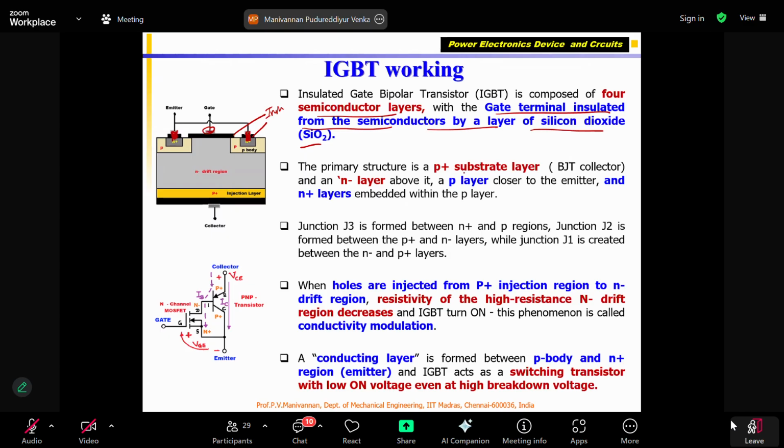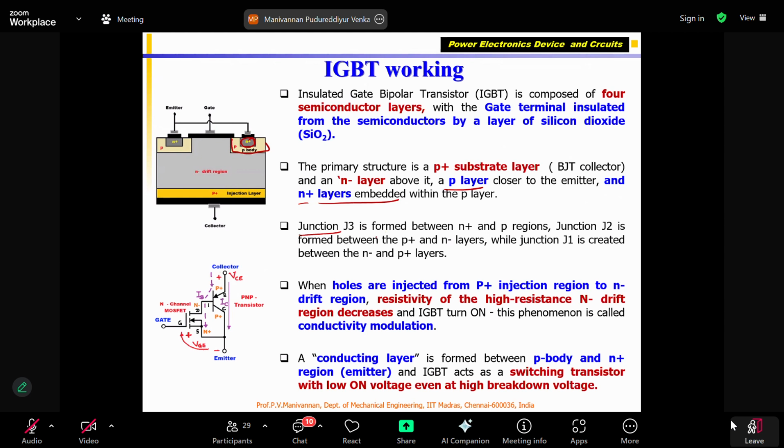So then the primary structure: the P substrate, as I told you, is called the injection layer, which forms the collector. The next layer is the N minus layer, which is called the drift layer. The third layer is a P type layer, correct, which is connected close to N plus, which is called the emitter layer. Please note that the N plus layer which forms the emitter is embedded inside the P layer. Embedded means this is a P pool, correct, in which we have doped N plus. That's why we say that it is embedded. The N plus layer is your emitter.